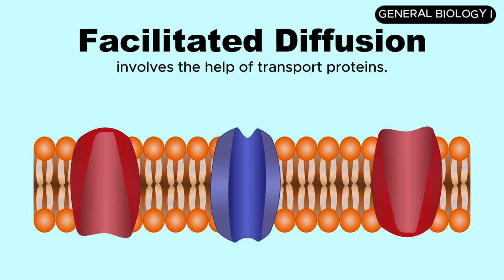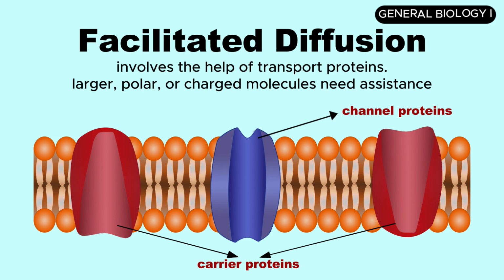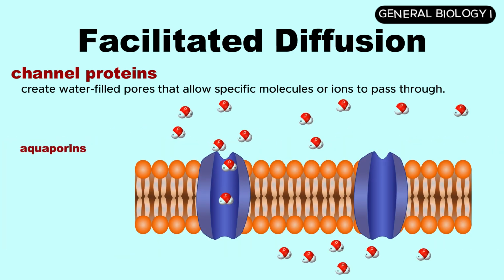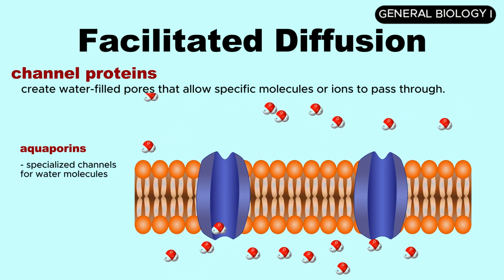Next, we have facilitated diffusion, which is also a form of passive transport, but it involves the help of transport proteins. While small, nonpolar molecules can diffuse directly across the membrane, larger, polar, or charged molecules need assistance. Facilitated diffusion uses two types of proteins: channel proteins and carrier proteins. Channel proteins create water-filled pores that allow specific molecules or ions to pass through. One example is aquaporins, which are specialized channels for water molecules.